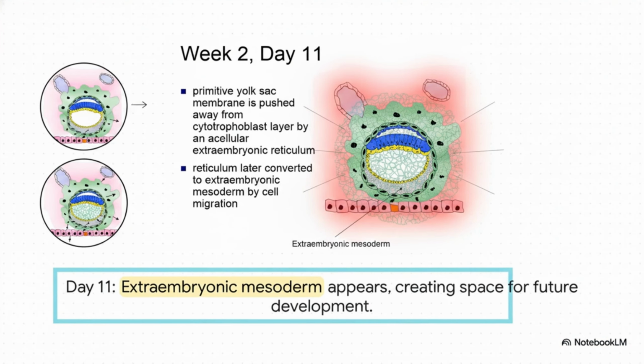Then, around day 11, this whole new layer of cells just appears. It forms a kind of loose, web-like connective tissue we call the extraembryonic mesoderm. It basically fills in all the space between the cytotrophoblast on the outside and the amnion and yolk sac on the inside. You can see how this new layer literally pushes the primitive yolk sac away from the wall, creating more room for everything to grow. And by now, the original entry point in the uterine wall is pretty much healed over.